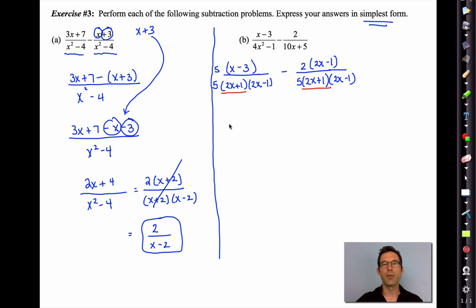Now let's clean it up a little bit. That first fraction is 5x minus 15 divided by, remember, do not multiply these out.